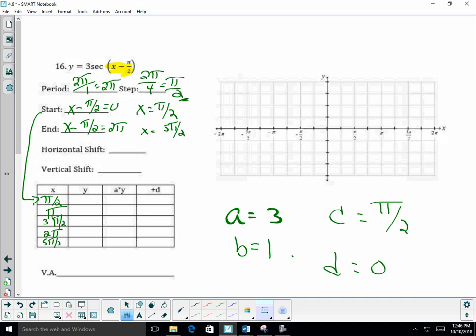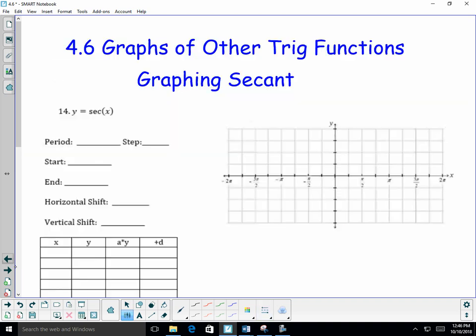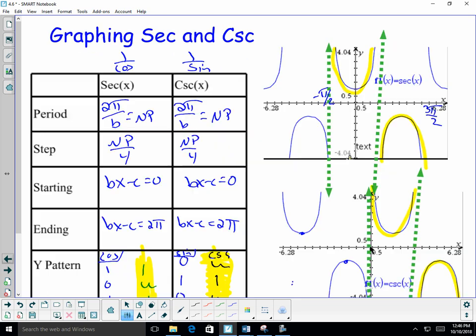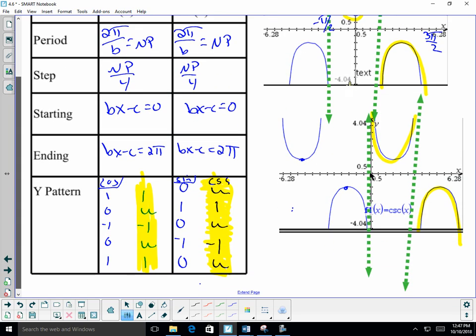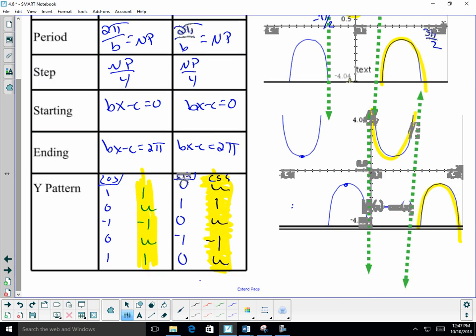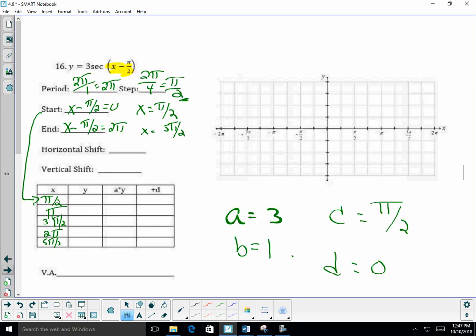Then it's secant, and my pattern for secant, if you have to go back and look, eventually you should memorize. Secant is the one that does not start with the undefined. So I start with the 1. So I start 1, undefined, -1, undefined, 1. That is my y pattern. I take a times that, but remember the undefineds go straight across. They will never change. 1 times 3 is 3. -1 times 3 is -3, and then 3. I had no d, or my d was 0, so I'm just going to fill in these.